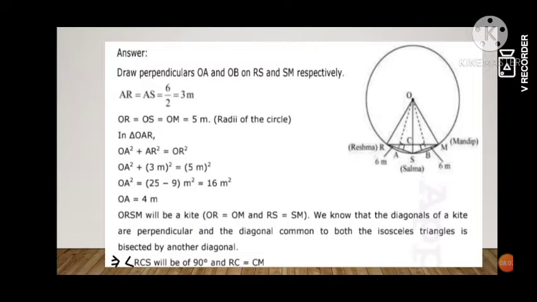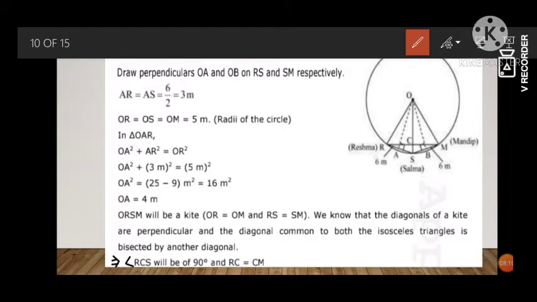So this is the question. Let us see the diagram and the sum. So we have a park. In the park is a circle of radius 5 meters, and Reshma is represented with R, Salma with S and Mandeep with M. Now let us draw a perpendicular OA on RS and OB on SM. We know that the distance between Reshma and Salma, and between Salma and Mandeep, is 6 meters each. We have to find the distance between Mandeep and Reshma.